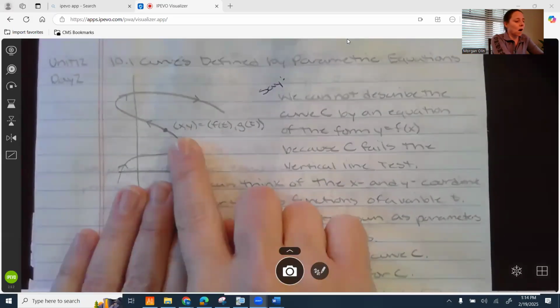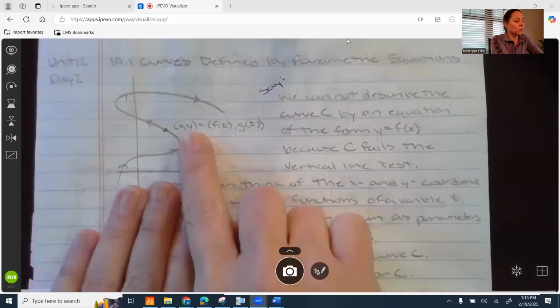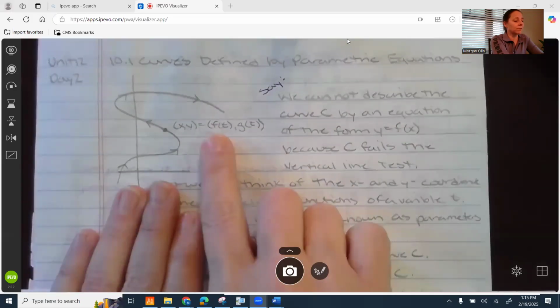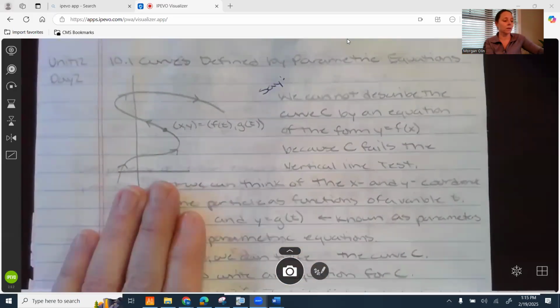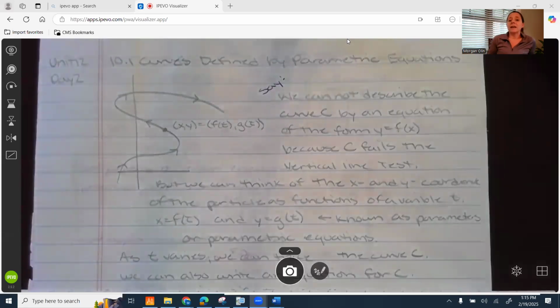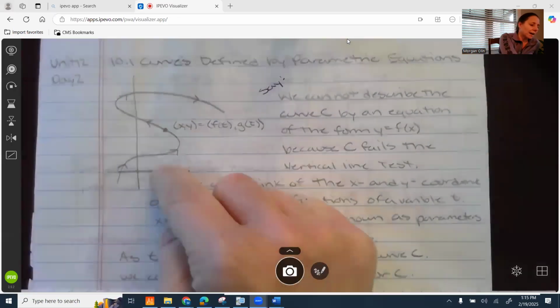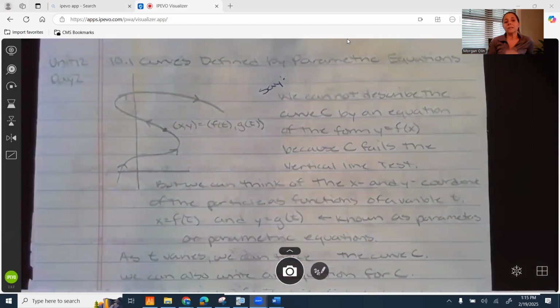You've got x and y, and so each point x, y is represented by two different functions, f of t, g of t. Now, we can't describe the curve C by an equation in the form of just y equals f of x, because if you look at an example of this graph, it fails the vertical line test. If I were to draw a vertical line at certain points, it touches more than one point at a time. So that's why it fails the vertical line test.